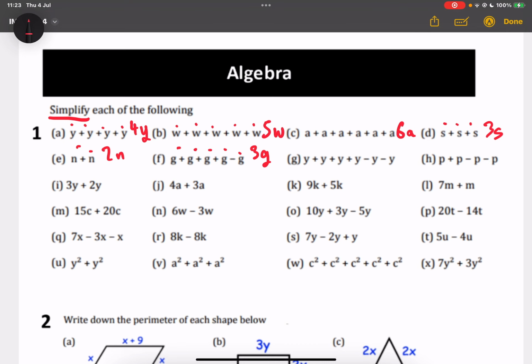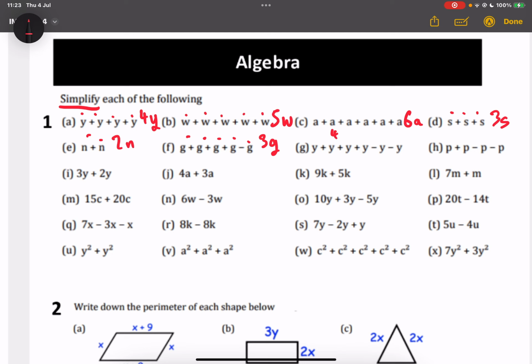So y plus y plus y plus y minus y minus y. So it's like doing 4y here minus 2y, which will give us 2y. So the answer to G will be 2y. So just checking. 3G, 2y. Cool.